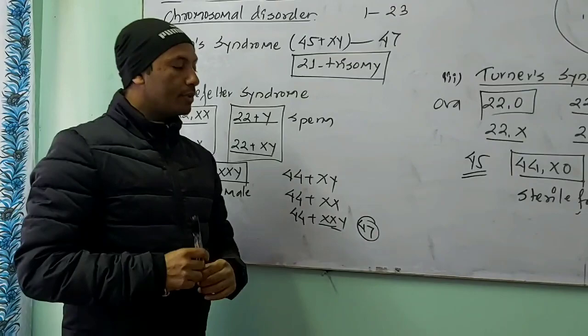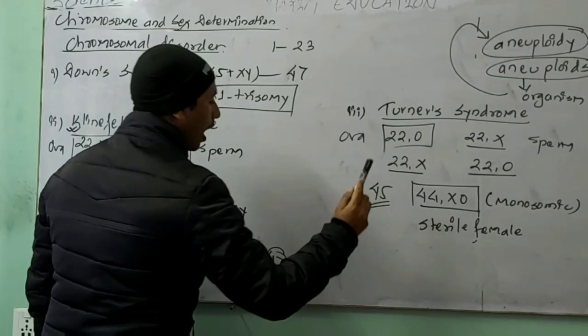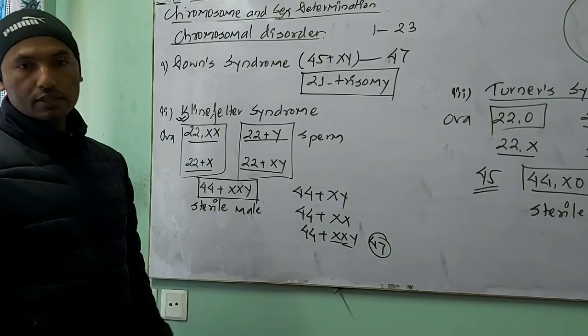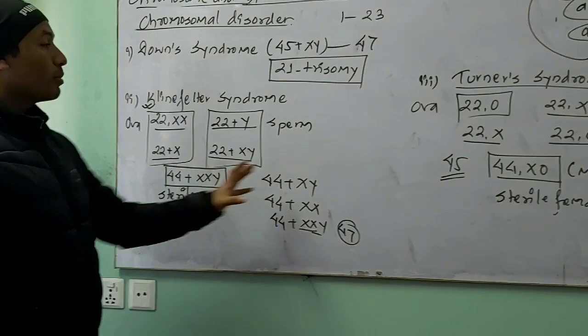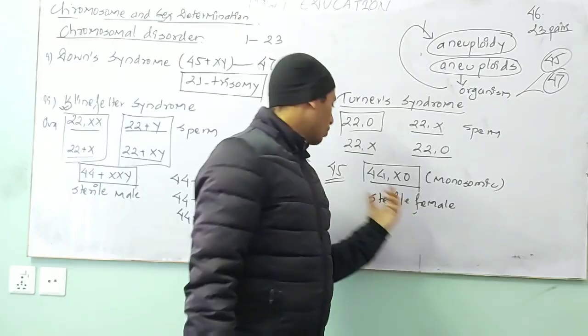They have less mental development too. They are also categorized as third sex. In our local language, they are called third sex human. But biologically, they are not human. So these are the chromosomal disorders that we studied today. In Down syndrome, 47 number of chromosome. Klinefelter syndrome, 47 number of chromosome. And Turner syndrome, 45 number of chromosome.